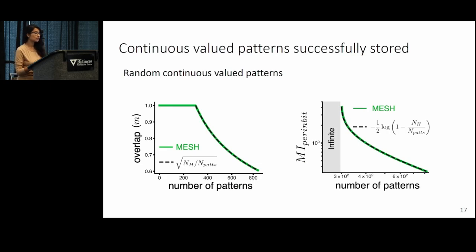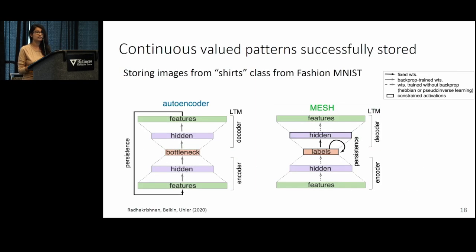Mesh also works very well with continuous valued patterns, and we can predict what the gradation should be theoretically. And it turns out that numerics match the theory very well, and you can look at the analytics and theory in the paper. We can also look at mesh as an instance of an autoencoder with constrained activations and the weights trained through biologically plausible learning rules as opposed to backpropagation.